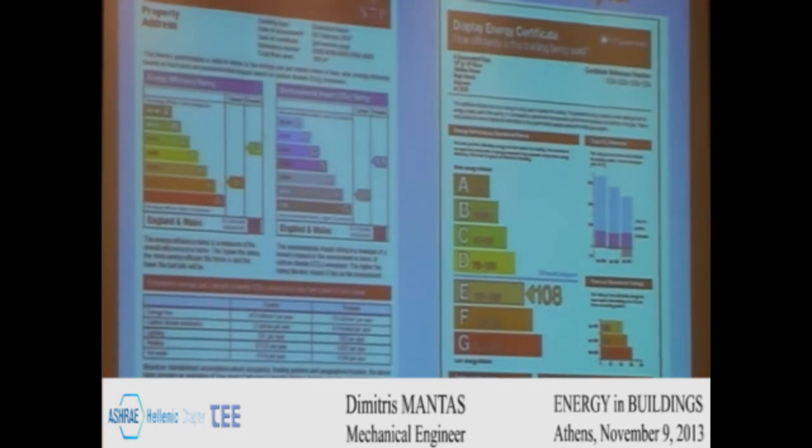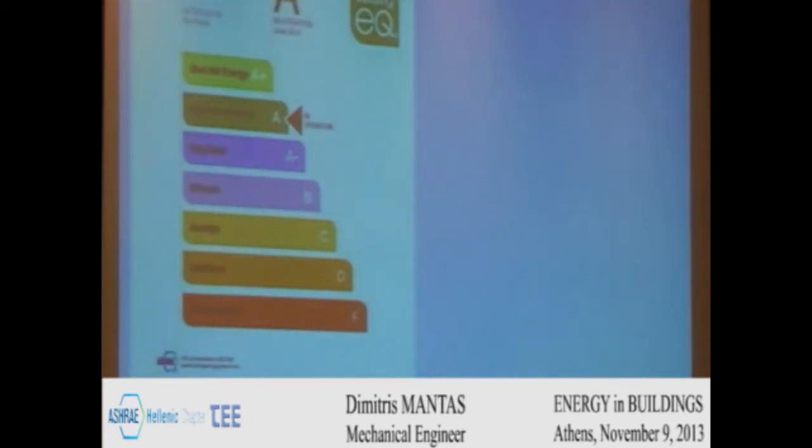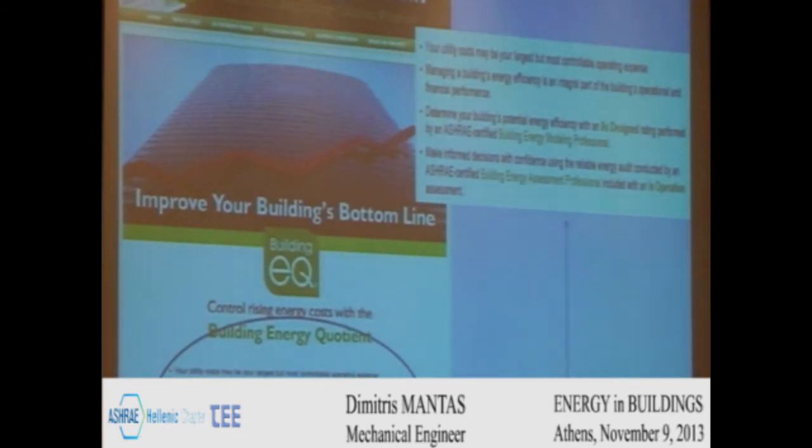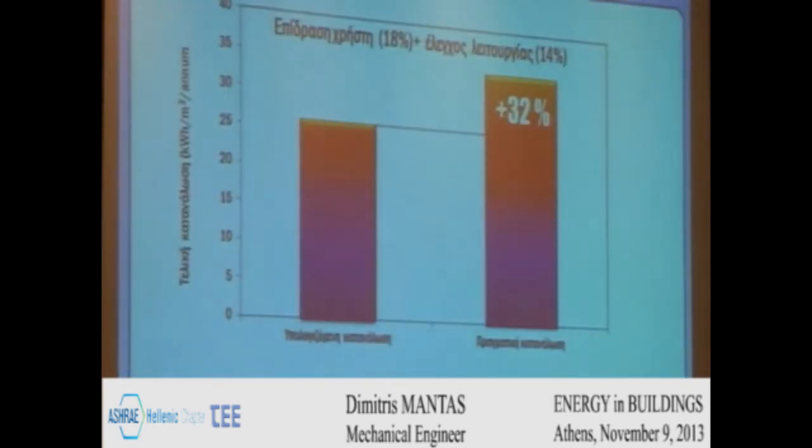This is the attitude which prevails in the UK, where the asset certificate is available and is valid for 10 years, as well as in other European countries, but we have the display energy certificate at the same time, which is a certificate relating to the specific building and is valid for just 1 year. In the same way, we have ASHRAE, which has introduced the building energy quotient, which is made of two things, the ASHRAE asset certificate and an operational certificate.